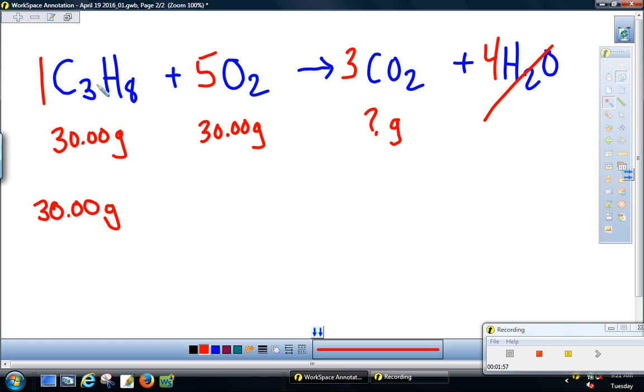Alright, so pick either reactant. I'm going to do 30 grams of propane, and I'm going to figure out how many grams of product 30 grams of propane can make. Then, through a separate calculation, I have to take the other reactant, 30 grams of oxygen, and figure out how much CO2 I can make. Alright, so let's do propane first.